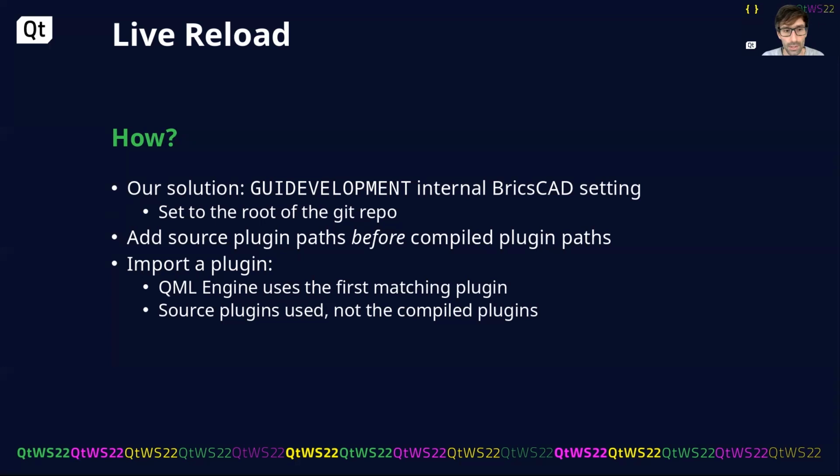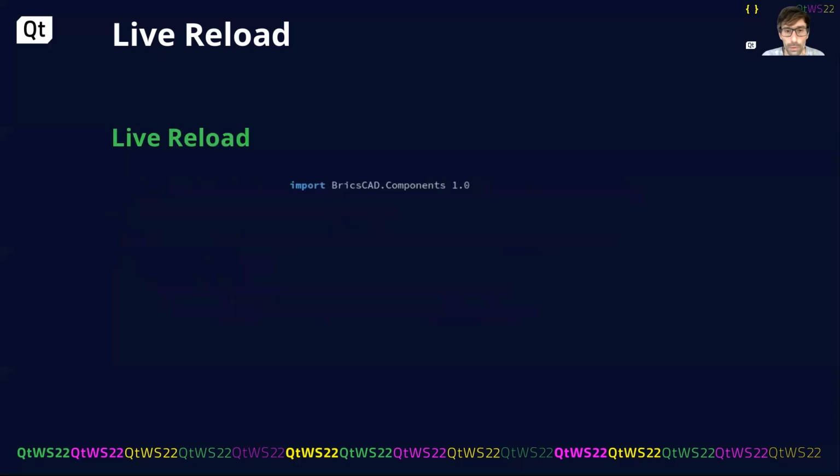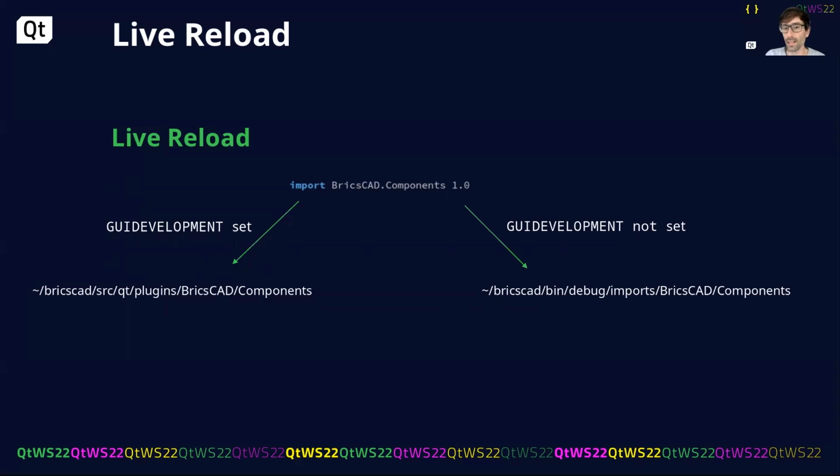This means that the engine will pick up the source plugins. So what does this mean? We have a components library in BricsCAD that has a lot of the standard components that we develop. When GUI development is set, this plugin will be imported from the BricsCAD components folder in the checkout of the sources, under the source folder. If GUI development is not set, then the import will happen from the binary directly. This is only for internal builds, so this functionality is not present in builds that we ship, of course.